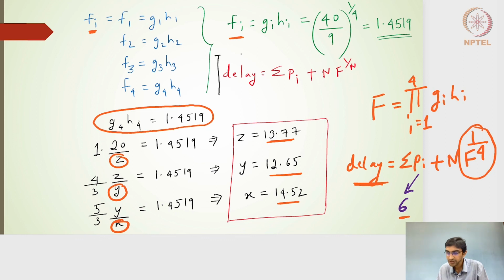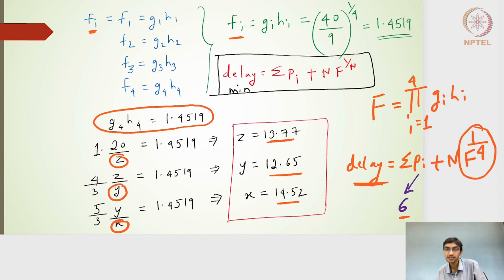So the overall minimum delay for this particular single path circuit is the summation of p_i, which is nothing but 6, plus n into f raised to 1 by n, where n is the number of stages. If I have n such stages, f raised to 1 by n will give me the individual stage effort delay, and then multiplied by n will give me the summation of all the n stages' effort delay.